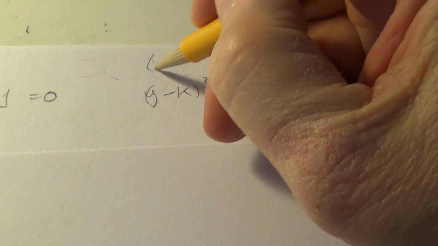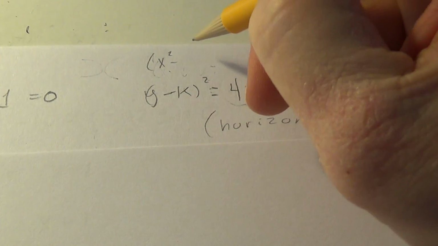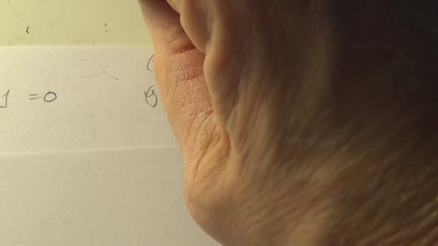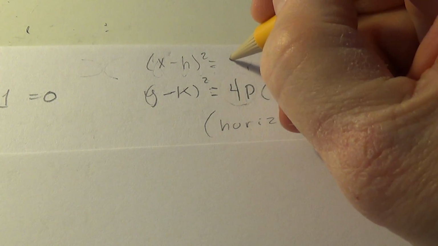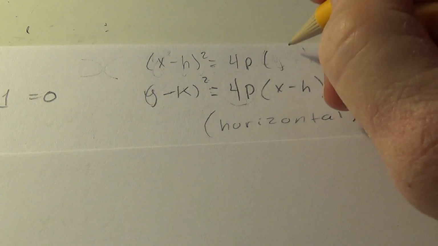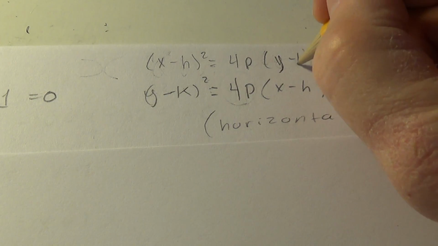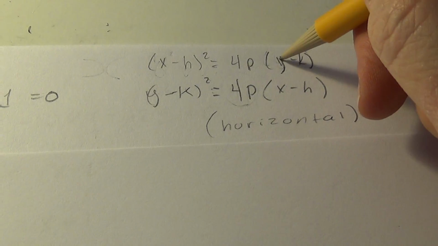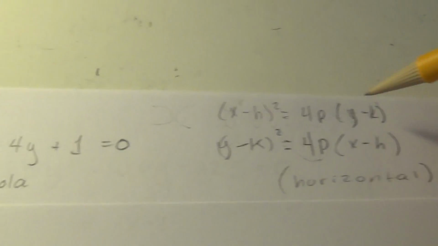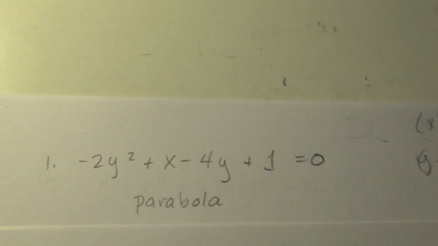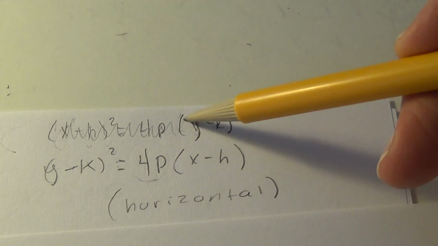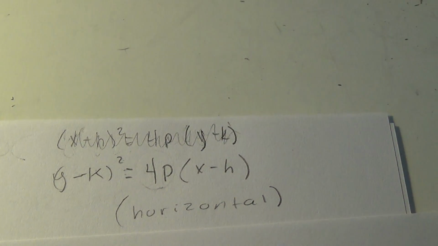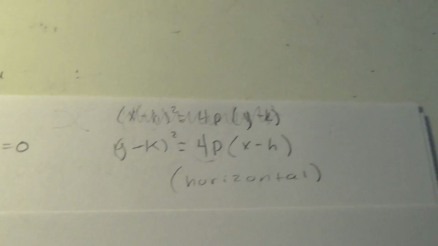Now, if we had had the opposite, x minus h quantity squared equals 4p times y minus k, then we would have had a vertical. So you can see that this one has the y squared term, not the x squared term. So we don't need this one, but you may need it tomorrow. So be aware that it could go either way.